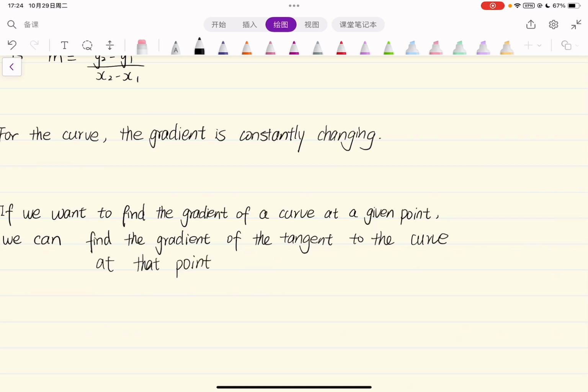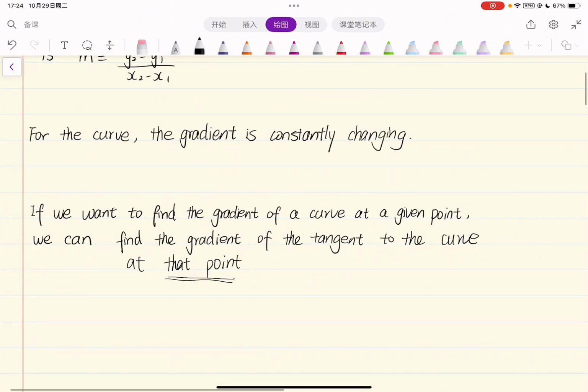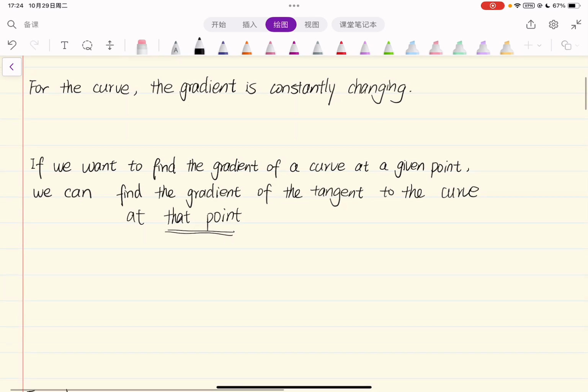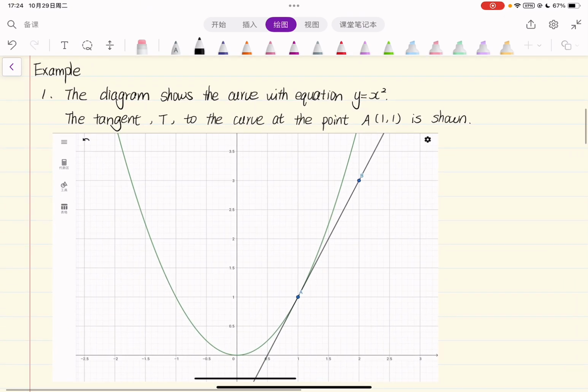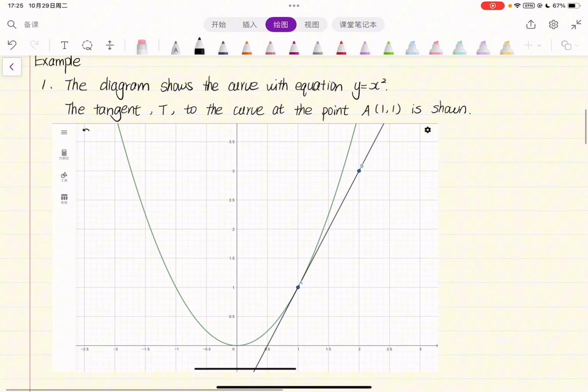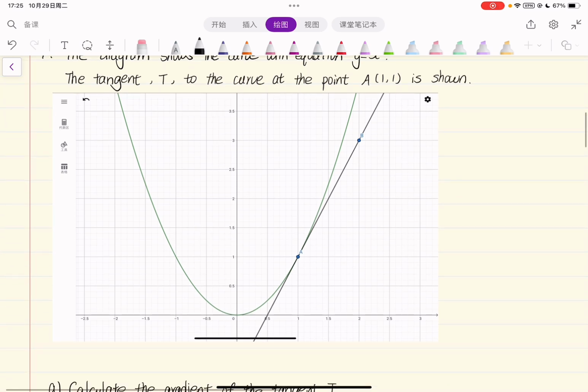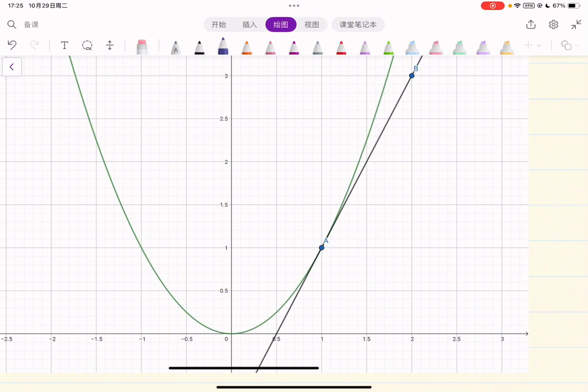So for this point, it means that the tangent just touches the curve at this point. Let's see an example question. The diagram shows a curve with the equation y equals x squared, the green one, and the tangent t to the curve at the point A with the coordinates 1, 1 is shown. So we find that the point A is 1, 1.